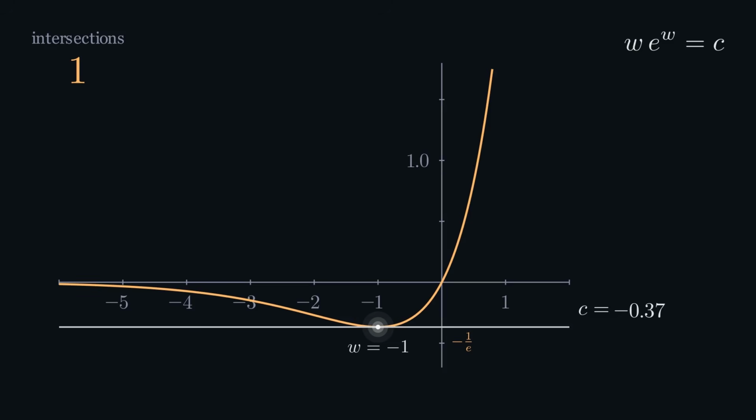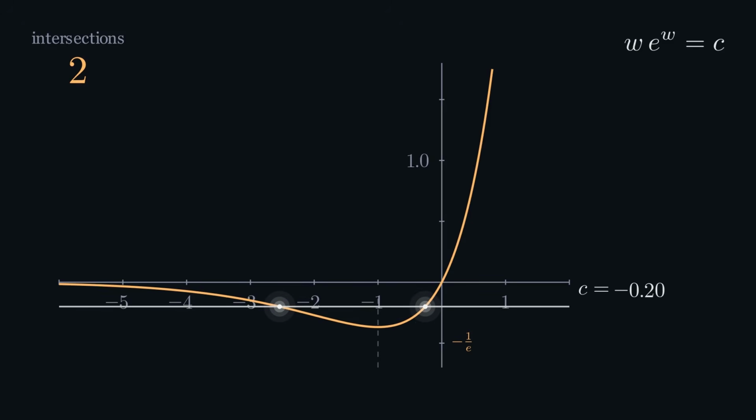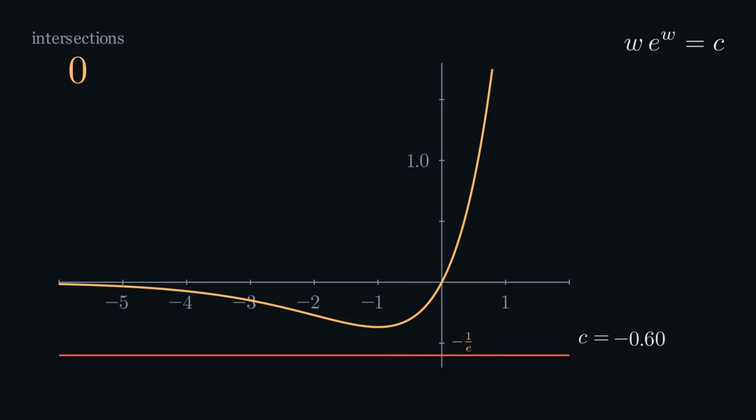If c is between negative 1 over e and 0, now the line slices clean through the dip and hits the curve in two places. Two solutions. One on the falling side and one on the rising side. And if c is below negative 1 over e, nothing. No intersection. The equation has no real solution at all.